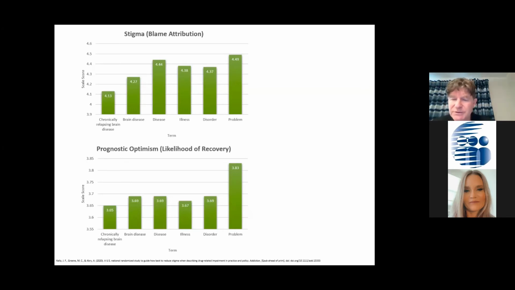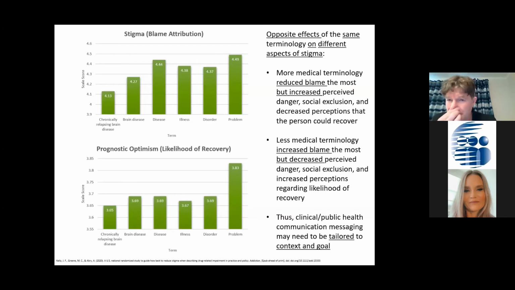So again, similar to those studies in the mental health field, we found that when someone with opioid-related impairment was described as having a chronically relapsing brain disease, the likelihood that they were perceived to be able to recover went down. Conversely, when you use less biomedical terminology, in this case, describing someone as having an opioid problem, the likelihood of recovery and improvement went up, as did their likelihood to be socially included and not to be perceived as dangerous. Interesting, the exact same terminology has different effects on different dimensions of stigma.